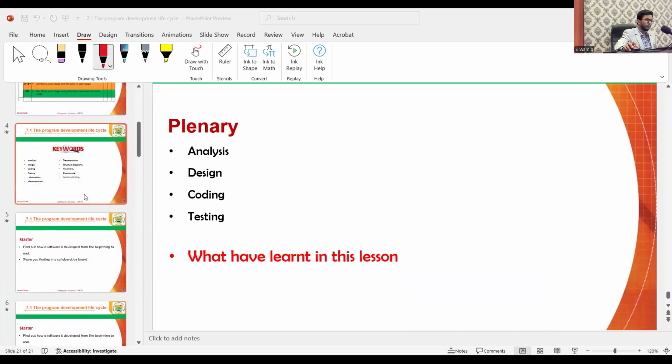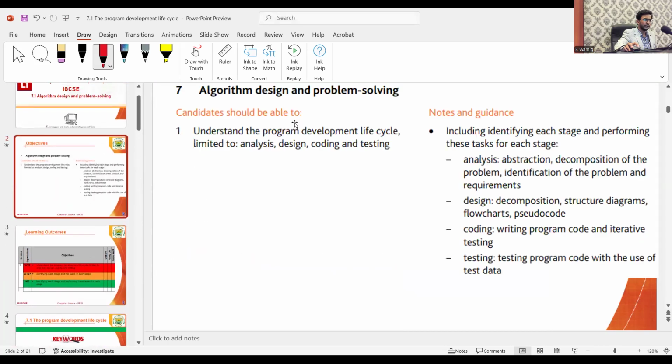So, so far, this is it for this area, right? We have discussed in detail what a program development lifecycle is, what analysis is, what design is, what coding is, what testing is. In analysis, we have two keywords: abstraction and decomposition. In design, there are three different ways we can do it: structure diagram, flowchart, and pseudocode. In the coding part, we can see how we can write programs, code, and testing. And the last area is testing. I hope all of this is clear to you.